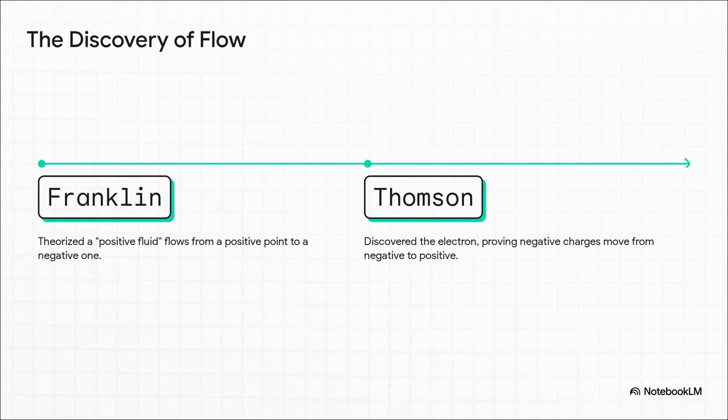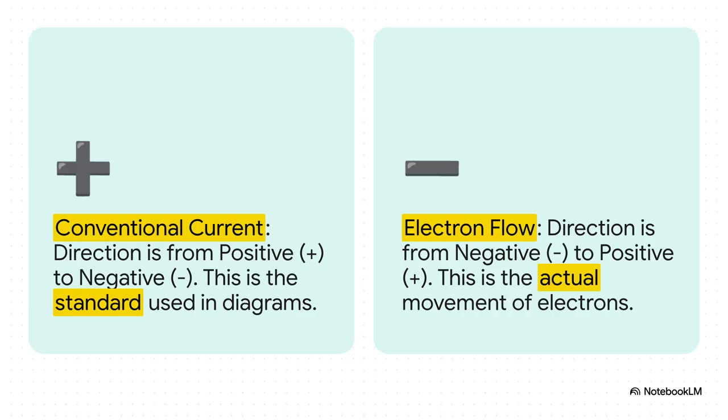The problem was, it wasn't until much later that J.J. Thomson actually discovered the electron and proved that in metal wires, it's these tiny negatively charged electrons that do all the moving, and they flow from negative to positive. So this leaves us with two models that we still use today.